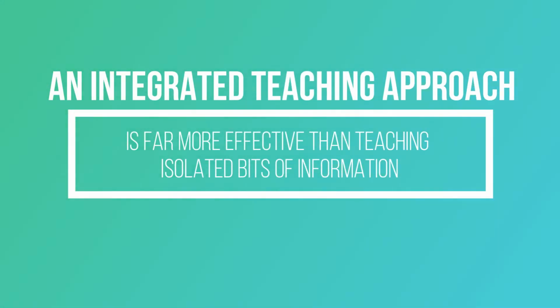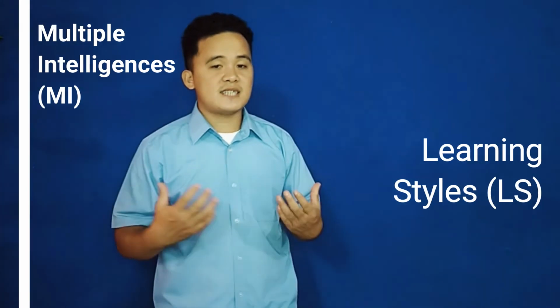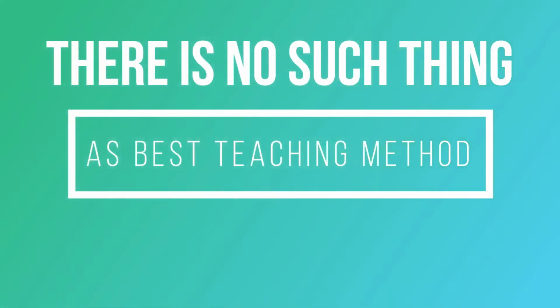Number 7. An integrated teaching approach is far more effective than teaching isolated bits of information. An instruction approach is integrated when it considers the multiple intelligences (MI) and varied learning styles (LS) of students. Number 8. There is no such thing as the best teaching method. The best method is the one that works, the one that yields results. There is no single best method.